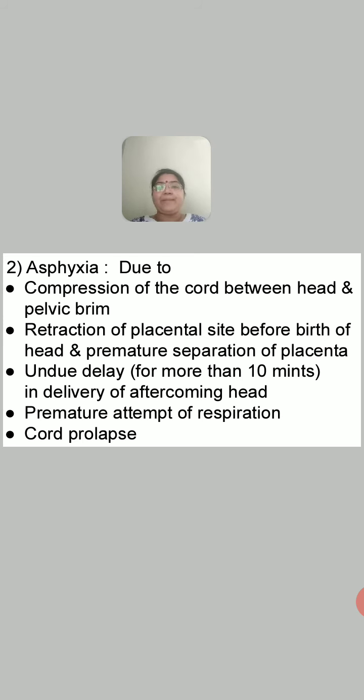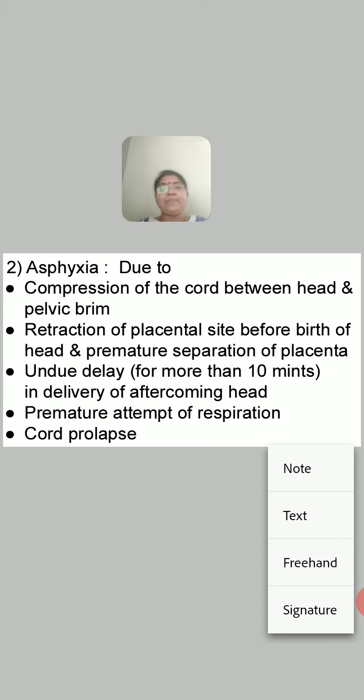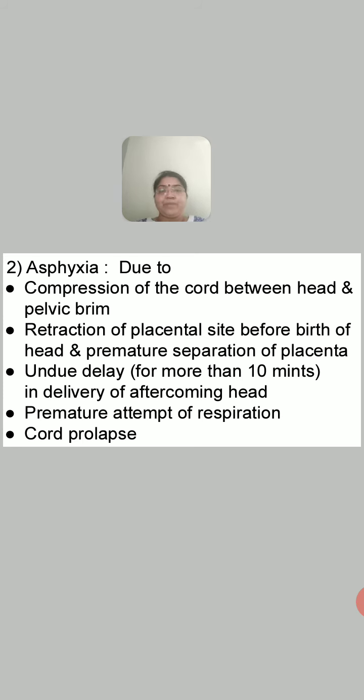Retraction of the placental site before birth of the head. Now you know that the placenta is normally detached only after the delivery of the fetal body. But if it is detached, if it is retracted before birth of the fetal head, we call it premature separation of the placenta. So this may lead to asphyxia, because of the premature separation, oxygen supply to the fetus also reduces.